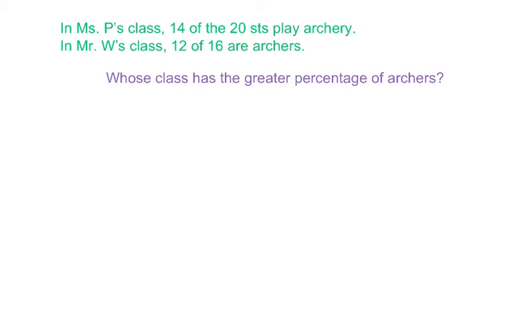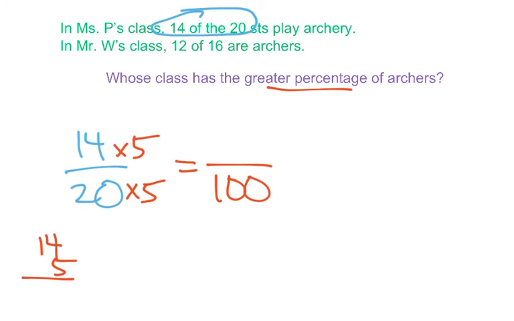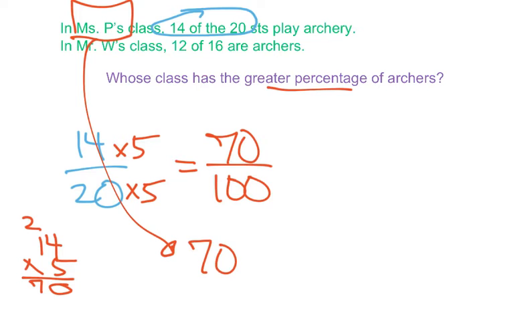Well, we could think about Miss P's. If we're thinking about percentage, we want to translate this 14 of 20 into a percent. So we've seen this before. We can kindergarten box that thing. We know that 20 times 5 is 100. So 14 times 5, well, actually, I'm not sure what that is. 4 times 5 is 20, carry the 2. 1 times 5, so 70. So we could say that Miss P's class has 70% archers. That's pretty good. I am proud.